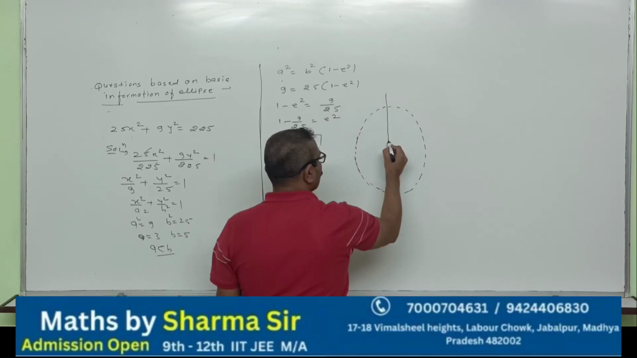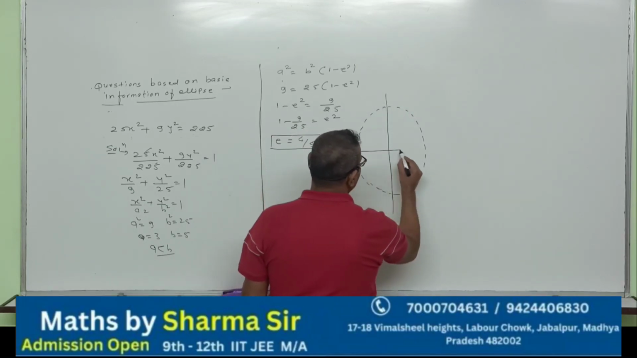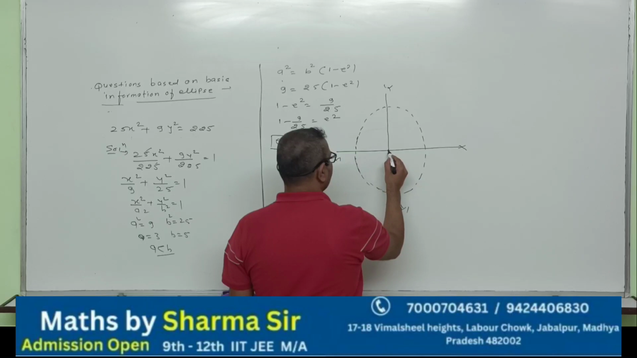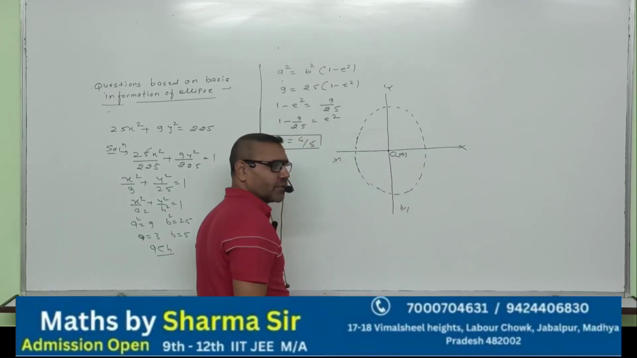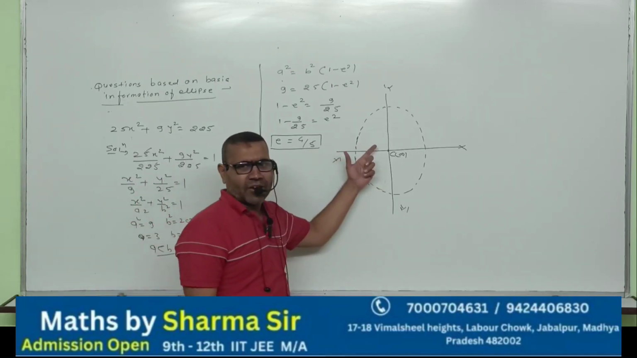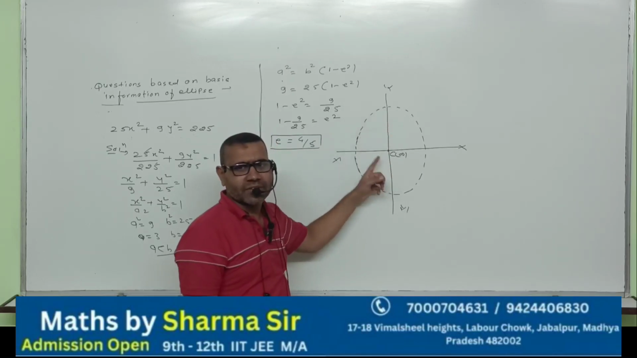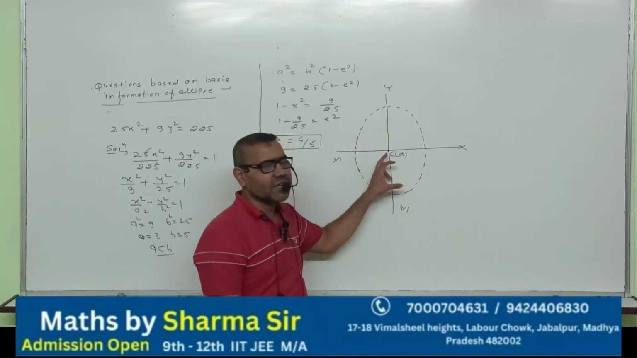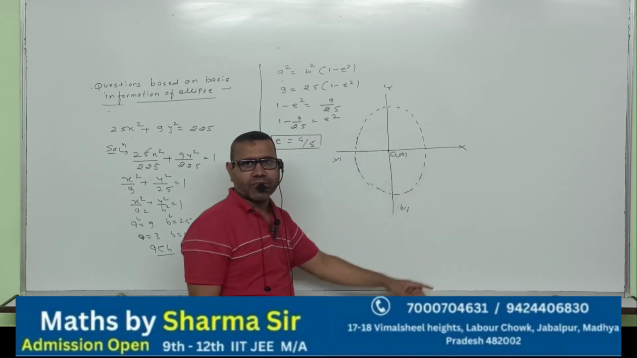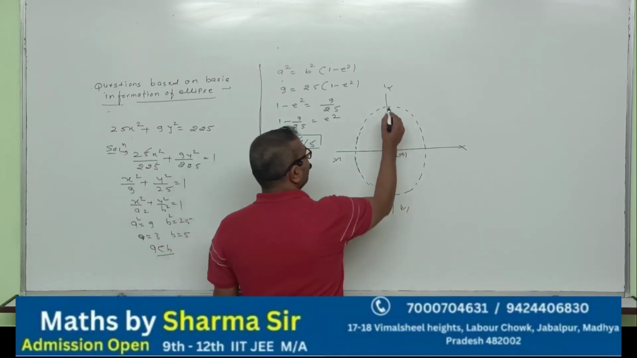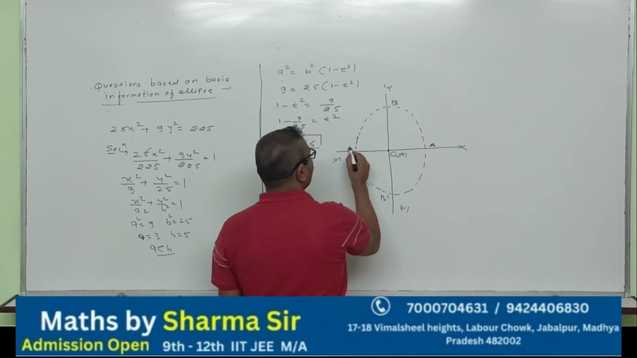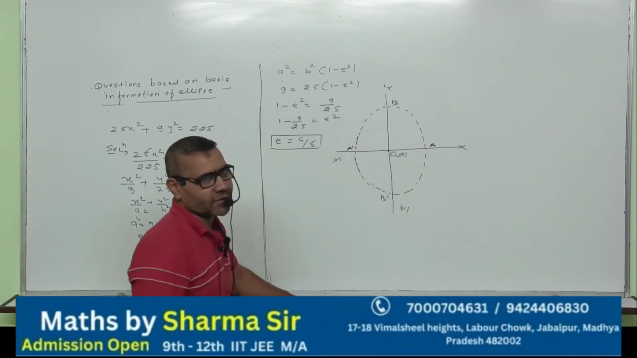This is going to be the y-axis, this is the usual x-axis, this is x dash, this is y dash, and definitely this point is going to be the center of the ellipse whose coordinates are 0, 0. Since this is the second kind of ellipse, this is going to be the major axis and this is going to be the minor axis. Major axis of this ellipse will lie on the y-axis, minor axis will lie on the x-axis, means this BB dash is going to be the major axis and this AA dash is going to be the minor axis.